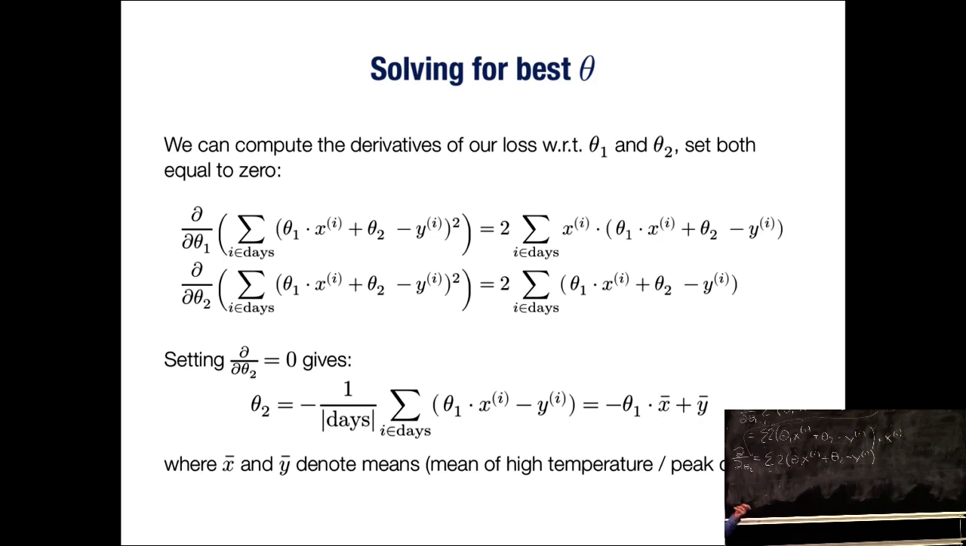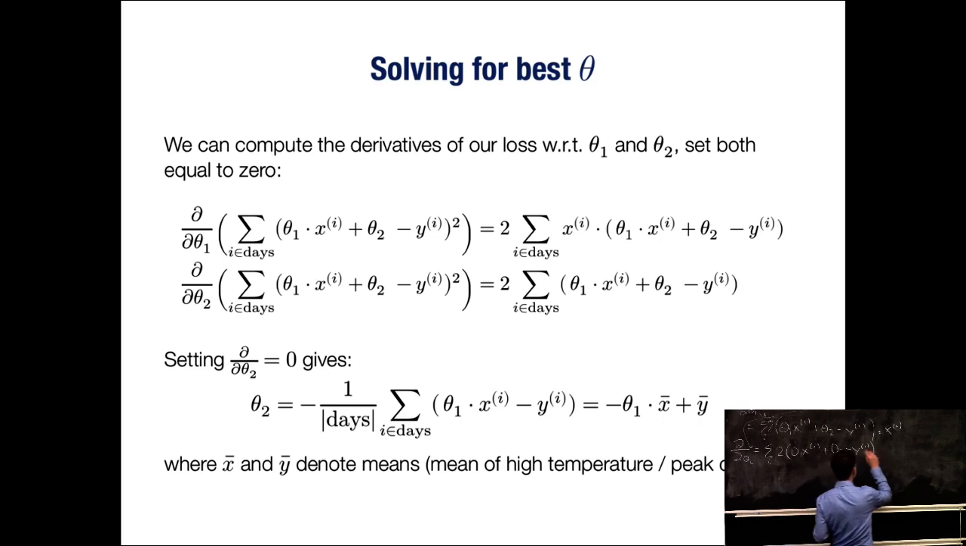And now I'm going to set them both equal to 0. The way I'm going to do this is I'm going to first set this one equal to 0, and then plug the solution into that one. So solve for theta 2, which is going to involve theta 1 still. Then plug the solution for theta 2 here, solve for theta 1, and that gives me my solutions. Everything's still scalar valued here. These are just all scalar numbers. We'll get to vectors shortly.